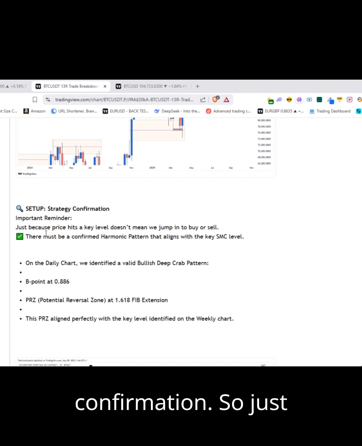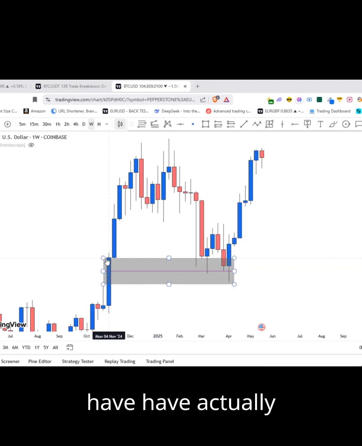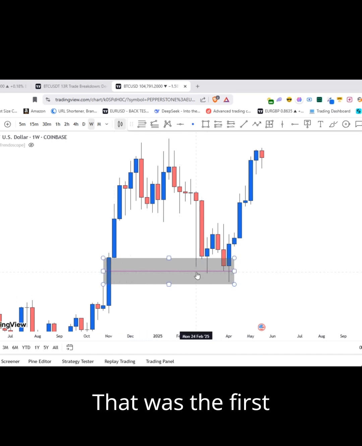Just because price hits a key level doesn't mean we jump in to buy or sell. There must be a confirmed harmonic pattern that aligns with that particular key level for us to look for entry, either to buy or to sell. So the first thing was to identify the key level, which we have identified: price has actually filled this inefficiency here. That was the first thing.